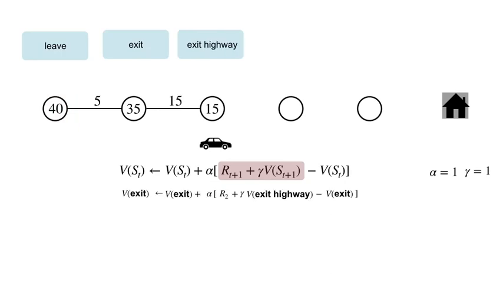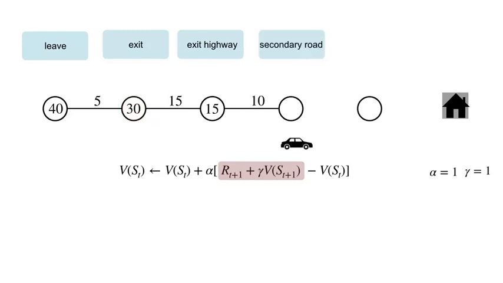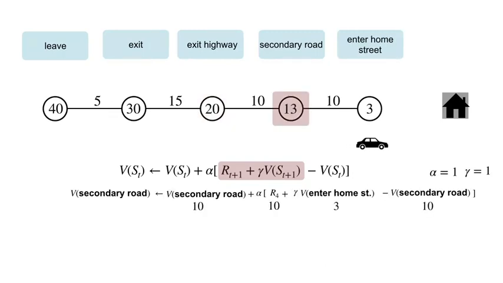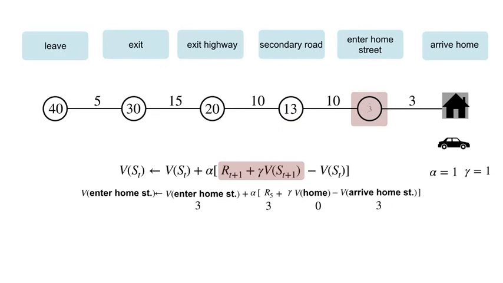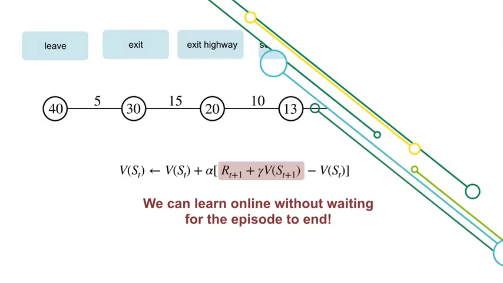Let's consider the next state. Your current estimate is 35 minutes. It took you 15 minutes from the parking lot to exit the highway. The estimated time to get home from when you exit the highway is also 15 minutes. So we reduce the estimated time to go from when we exit the parking lot to 30 minutes. This makes sense because we exited the highway earlier than expected. We similarly update the estimates for the remaining states. As we make our way home, we can learn online without waiting to know the final outcome, unlike Monte Carlo.